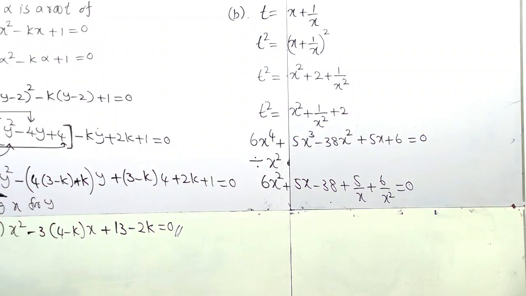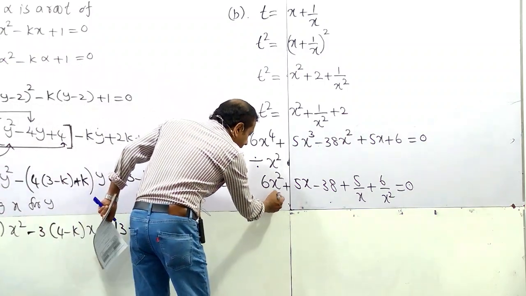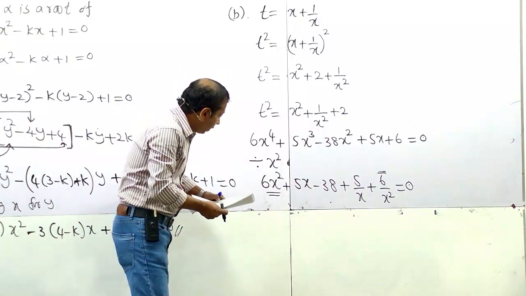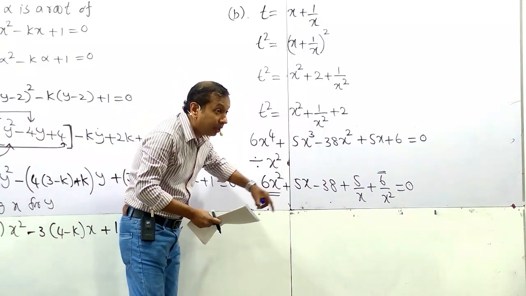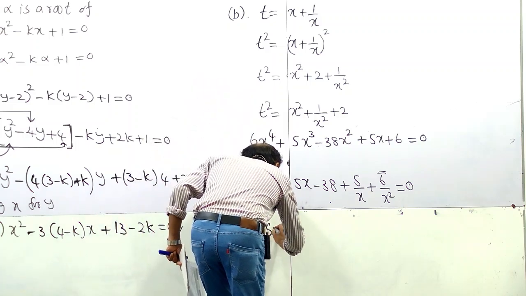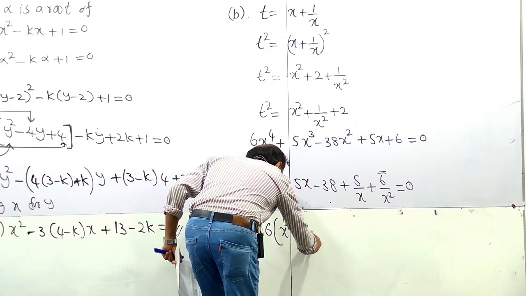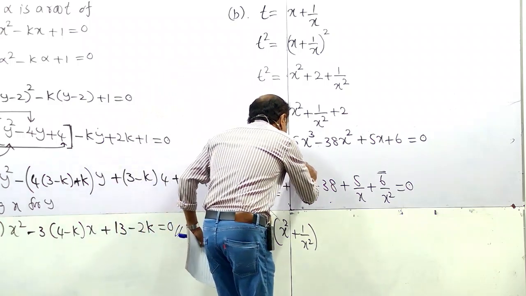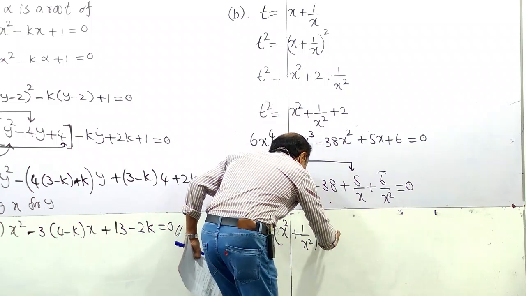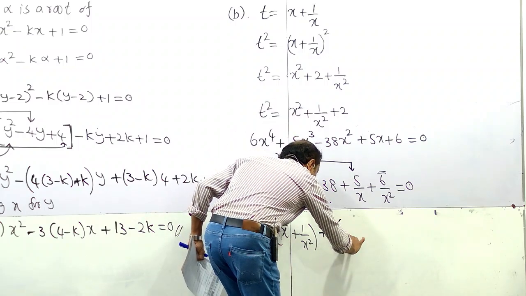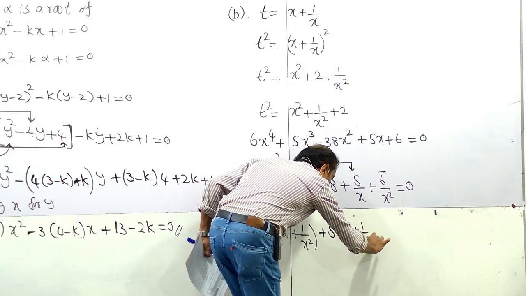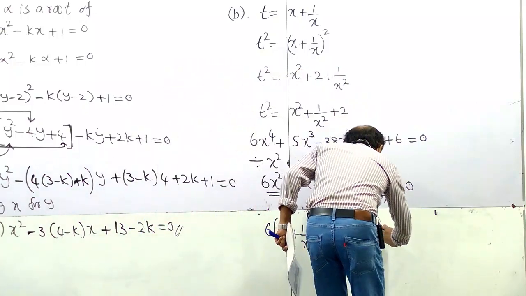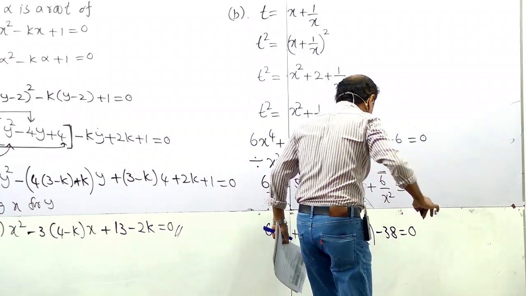Now we take this term and this term together. These two terms we take together. Then you can see that 6 we can take out. Then we get x squared plus 1 over x squared. Here these two terms we can take together. Take 5 out, common, no? x plus 1 over x we get. Then minus 38 we have, equals 0. This is what we have.